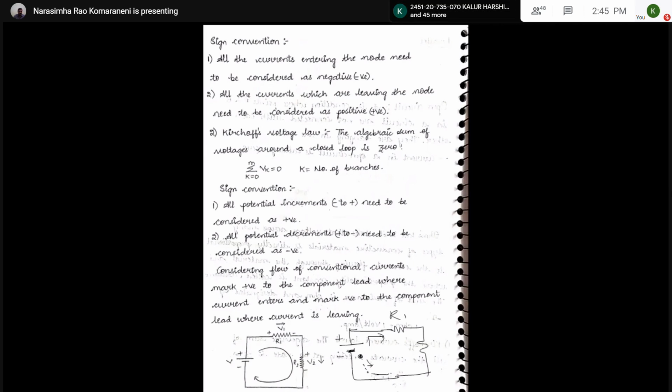Okay, now see, by considering the conventional current you have to mark these network elements.